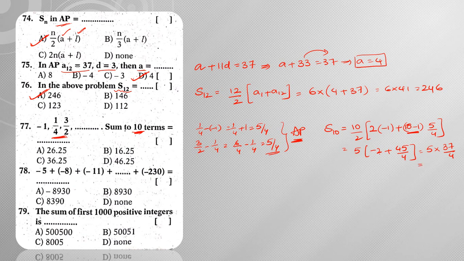Now on simplification, what am I going to get? So 5 7s are 35, 3 is carried. 5 3s are 15, so 185 by 4. In 4 table, if I simplify, what am I going to get? So 4 4s are 16. Next I am having 25. So 4 6s are 24. So clearly from the options we can say that it is 46.25.